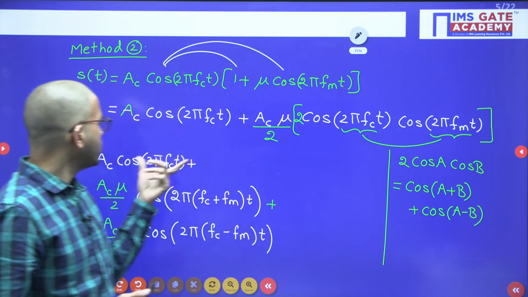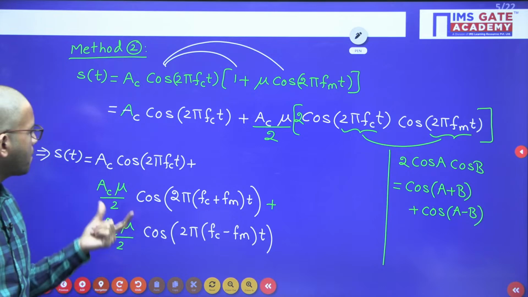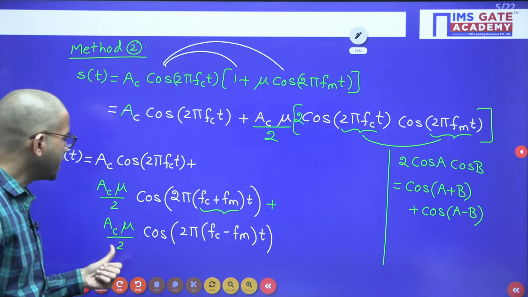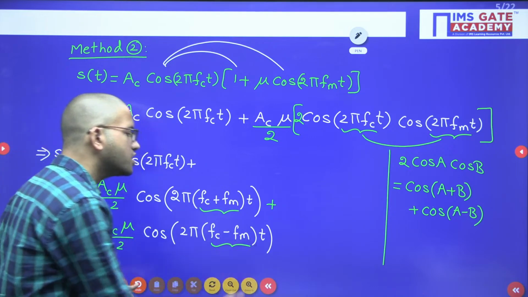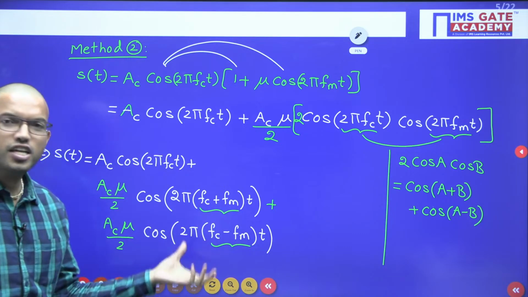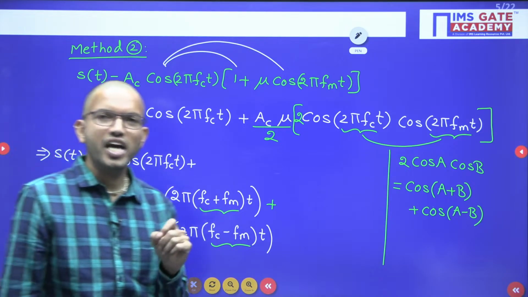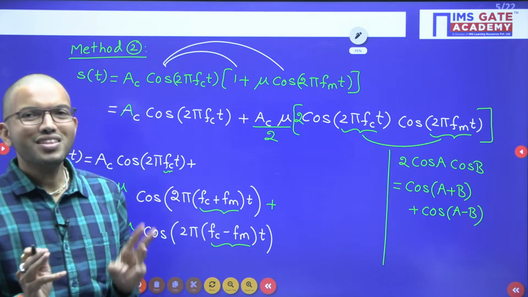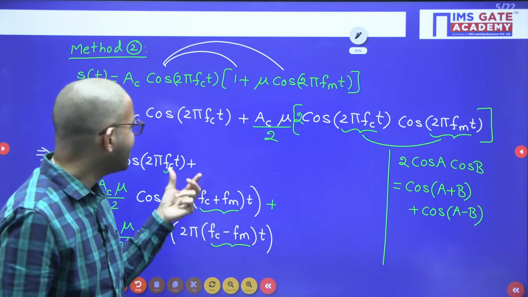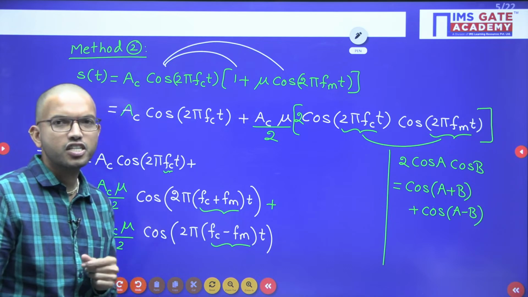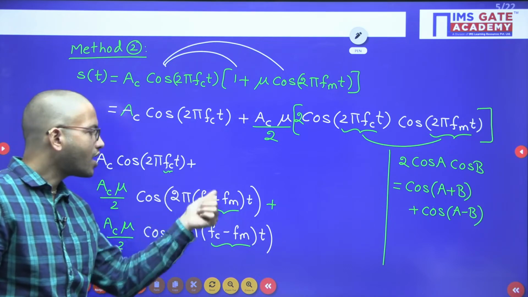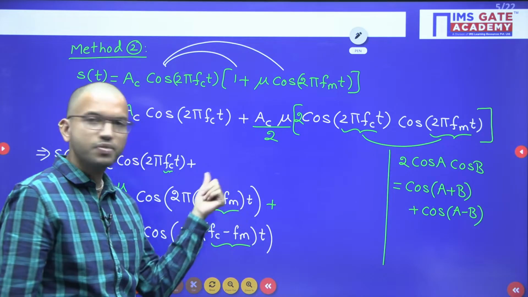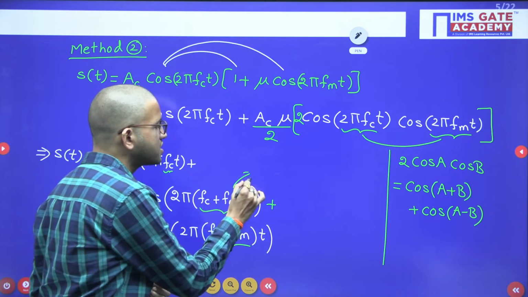So here you have Ac cos 2 pi fct plus Ac mu by 2 into cos 2 pi into fc plus fm into t plus Ac mu by 2 into cos 2 pi into fc minus fm into t. If you carefully observe, whenever you have an AM signal, you will have a total of 3 terms. One of the terms has the carrier frequency component, that is fc. In another term you have the upper sideband frequency, that is fc plus fm. So fc plus fm is nothing but the upper sideband frequency.